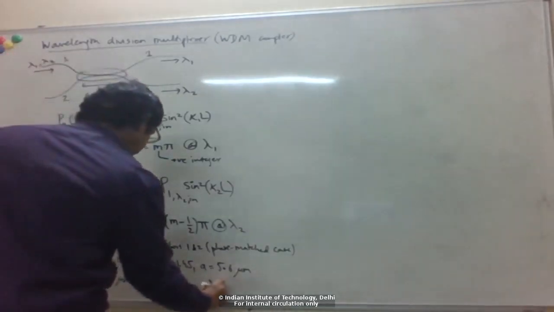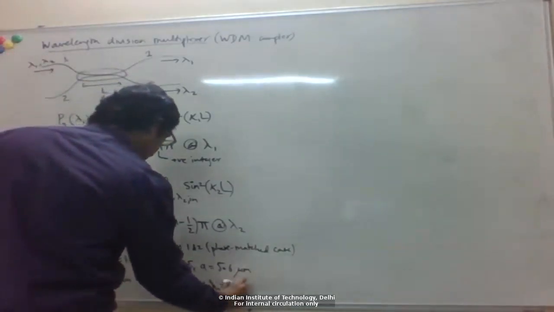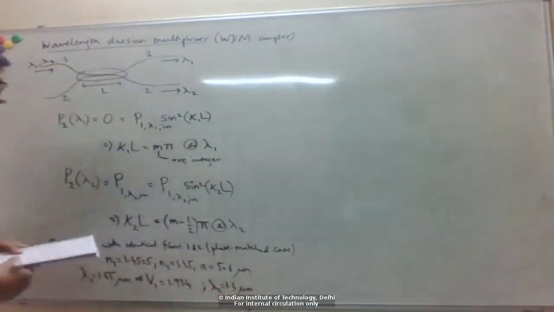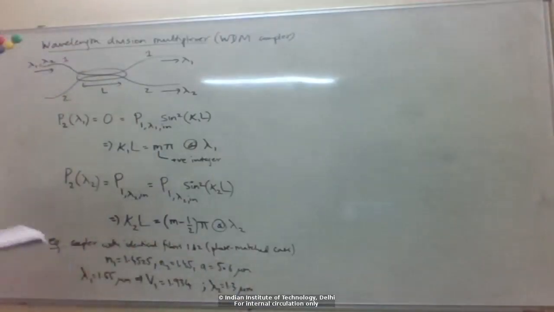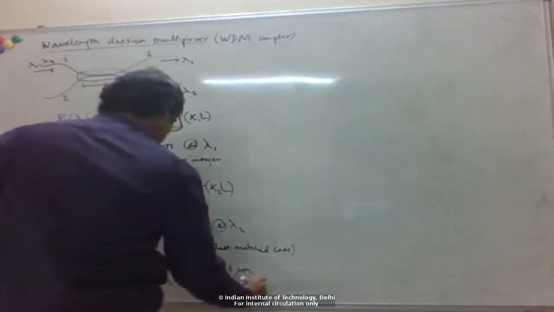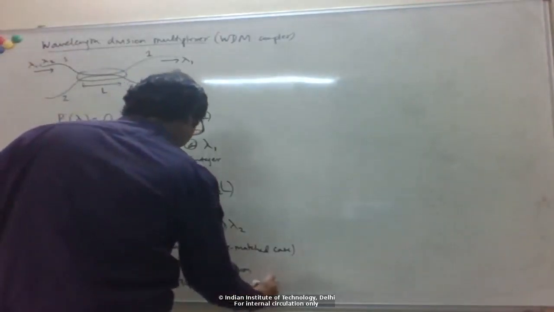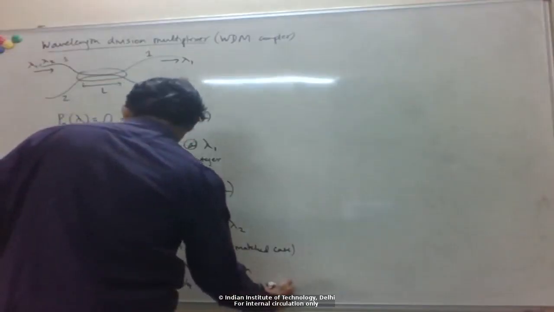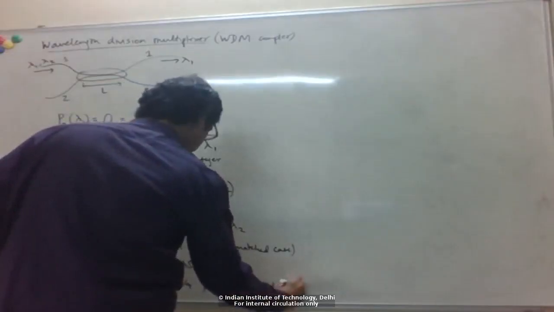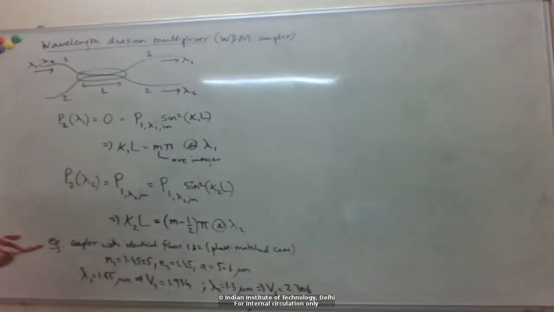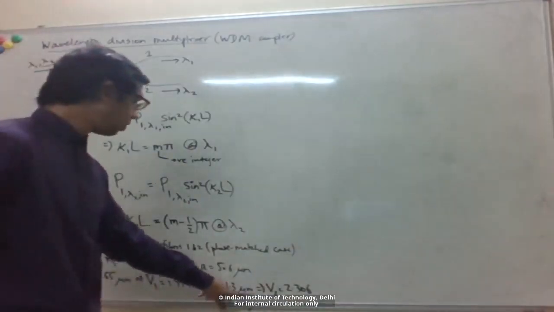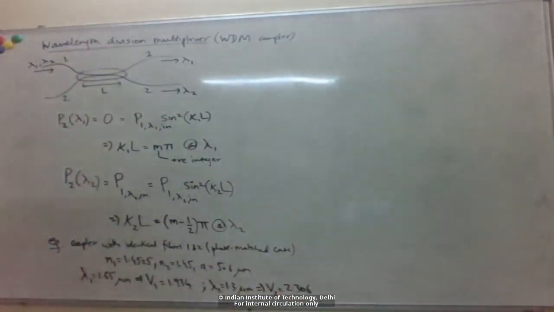Let's say the other wavelength is 1.3 micron. These two are important wavelengths, as you know, in optical communication, 1.55 and 1.3 microns. Here the V number would be 2.3. Recall V number was inversely proportional to wavelength, so for 1.3 micron, the V number is higher than at 1.55.